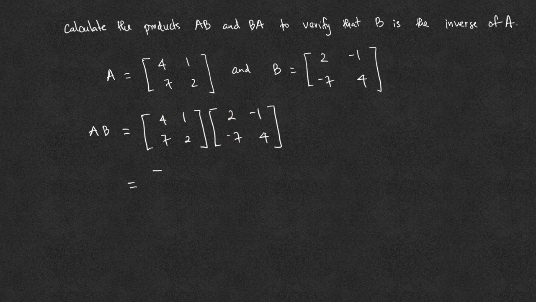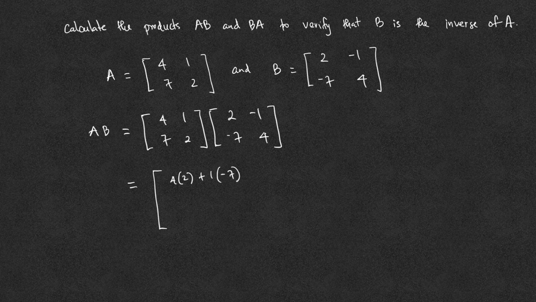The first entry in the product matrix, in first row and first column, comes from the first row of the first matrix and the first column of the second matrix. Using the inner product, we take 4 times 2 plus 1 times negative 7, and this will only give us one number in the entry 1, 1, row 1, column 1.